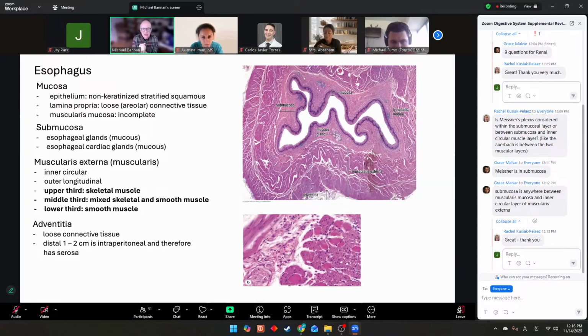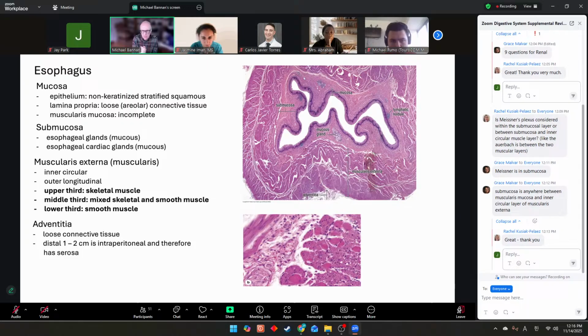The muscularis externa in the esophagus also is a break in the pattern. It follows the pattern in that it has an inner circular layer and an outer longitudinal layer. But where it differs from the rest of the tract is that the muscle coat is a mixture of skeletal muscle and smooth muscle. The upper third of the esophagus is almost entirely skeletal muscle in the muscularis. The middle third is a mixture of skeletal and smooth muscle, and the lower third is almost entirely smooth muscle.